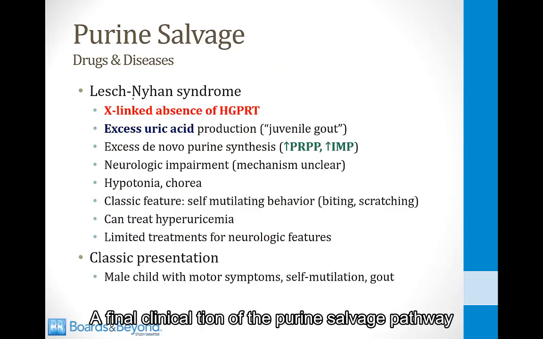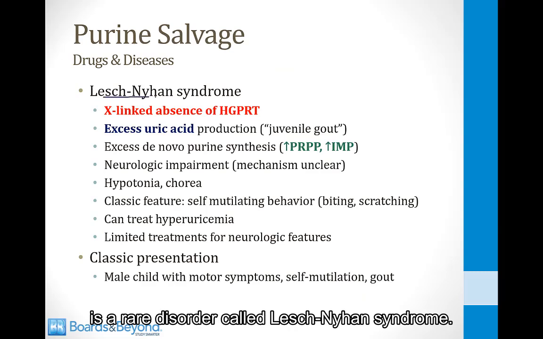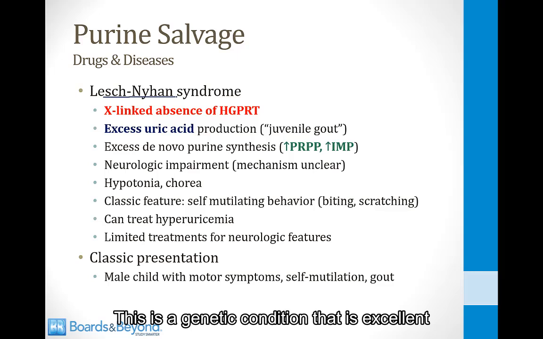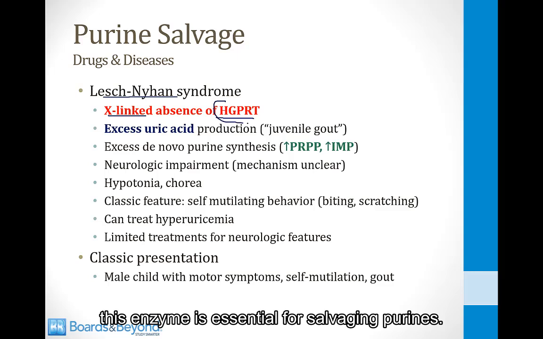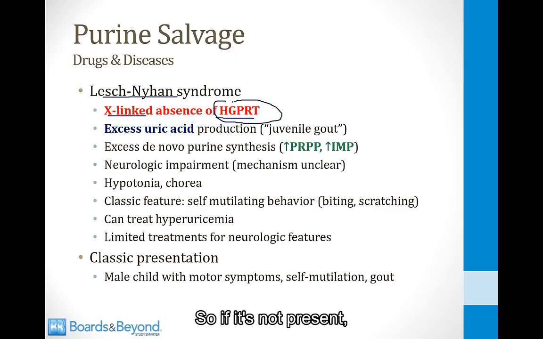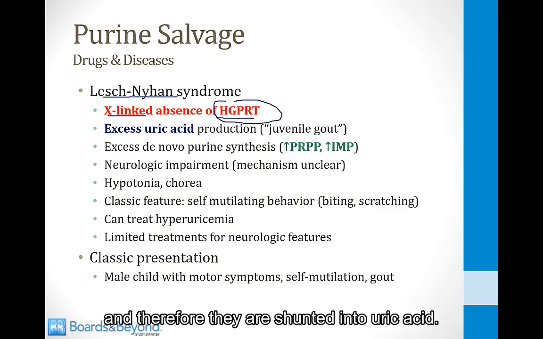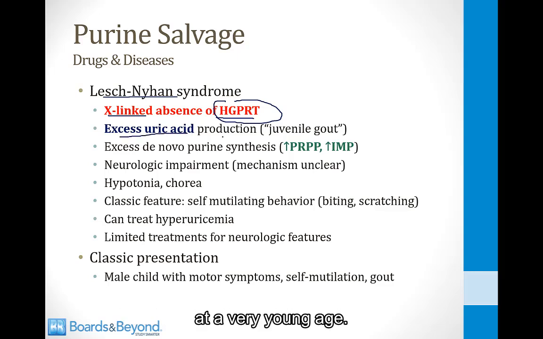A final clinical tie-in of the purine salvage pathway is a rare disorder called Lesch-Nyhan syndrome. This is a genetic condition that is X-linked where children are born with absence of the HGPRT enzyme. And as we've discussed, this enzyme is essential for salvaging purines, so if it's not present, purines can't be salvaged and therefore they are shunted into uric acid. This leads to excess uric acid production, and therefore these children develop gout at a very young age. This is called juvenile gout.